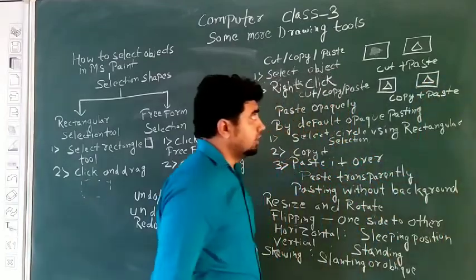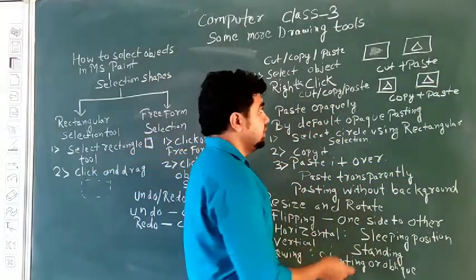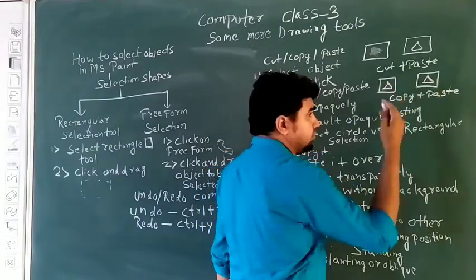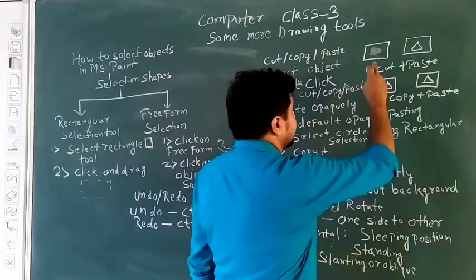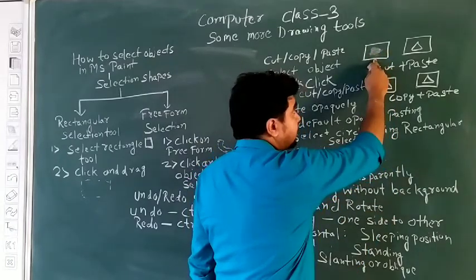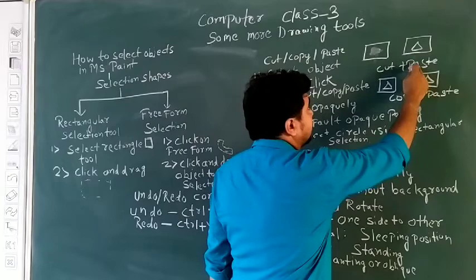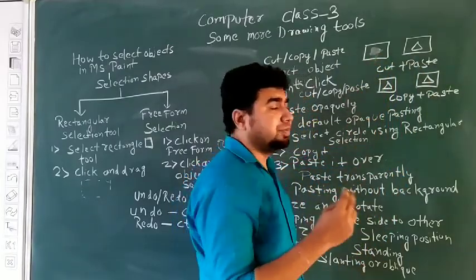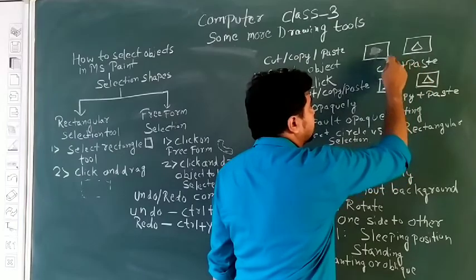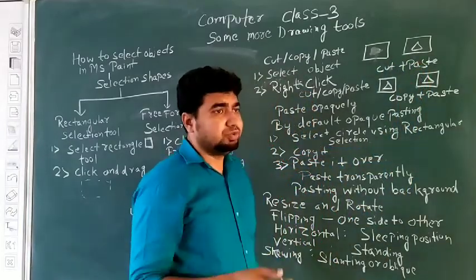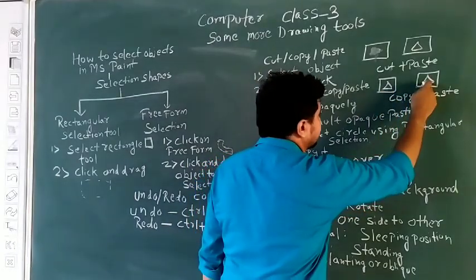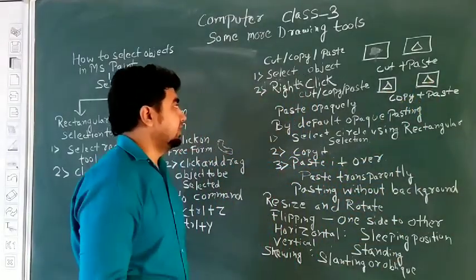So what will happen in the two cases? You have seen that here also the triangle is there and here also the triangle is appearing. What is the difference? In cut plus paste, the triangle disappears from one part and appears in the other. But if I use copy plus paste, it will be here also and here also. This is copy plus paste.